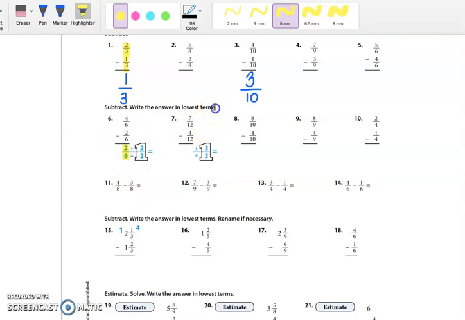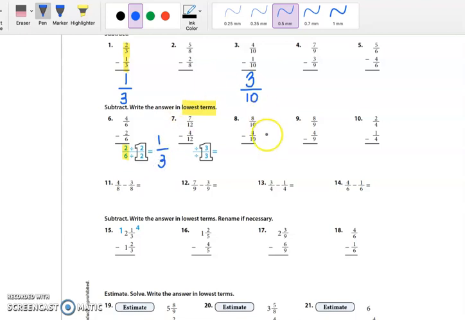However, this question is asking us to put it in lowest term. Because 2 over 6 is not the lowest term, we're going to make it the lowest term. But how? Same as addition, we're going to find the greatest common factor, and we're going to divide top and bottom, and this is what I got.